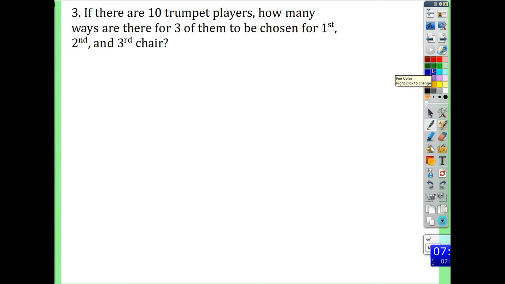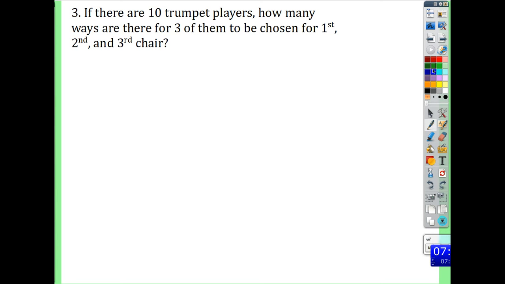Alright, so if there are 10 trumpet players, which apparently in band there are many, many trumpet players. Yeah, 11, 12. Yeah, a lot. And maybe I don't understand how chairs work, but hearing my mom talk about chairs from her high school band experience, it sounded like one person was first chair, second chair, third chair. But apparently, you guys have multiple people in first chair. I don't know how that works exactly. I'm not a band teacher. I don't know anything. But let's assume that one person is in the first chair, second person is in the second chair, another person is in the third chair.